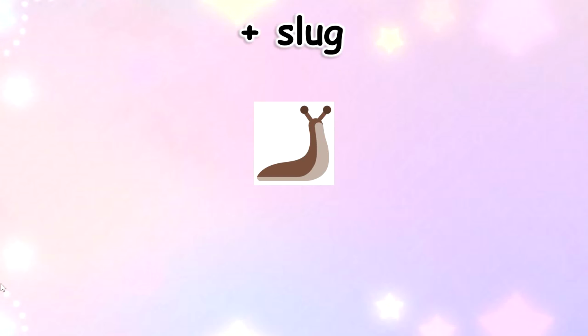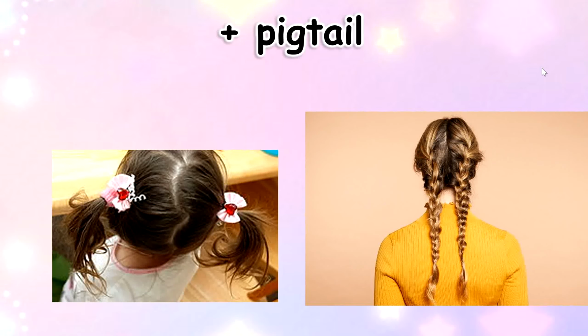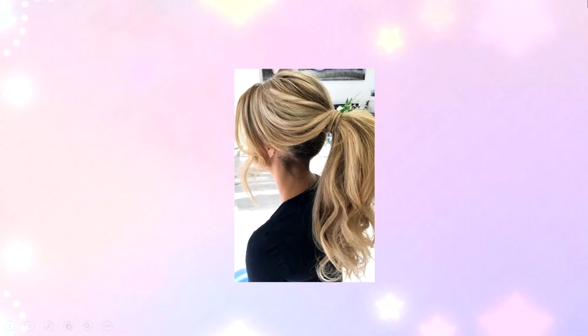This animal is called a slug. It's similar to the snail, but it doesn't have a shell on its body. It doesn't have any shell. Repeat, please. A slug. And this hairstyle is called pigtail. So when the hair is parted into two halves and made into some style, it's called pigtail. And this is a ponytail. This one is the ponytail.